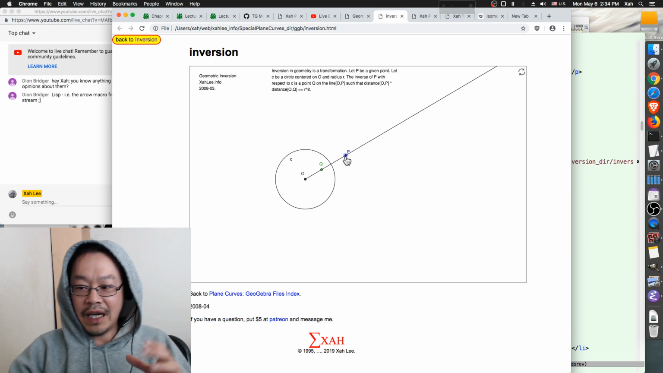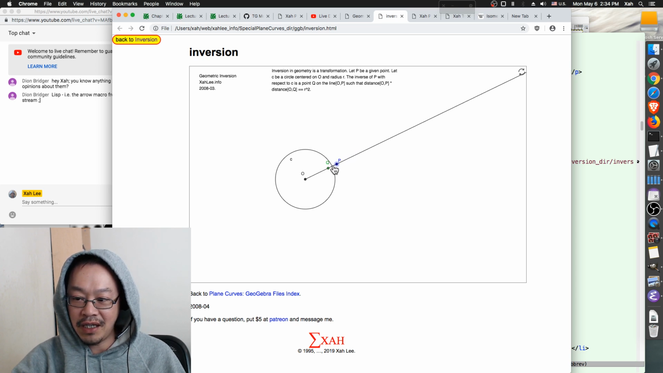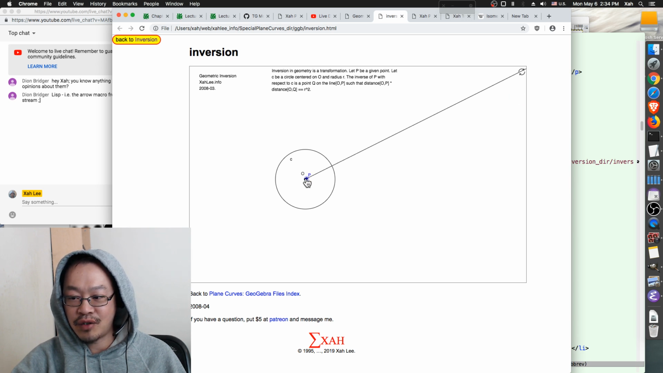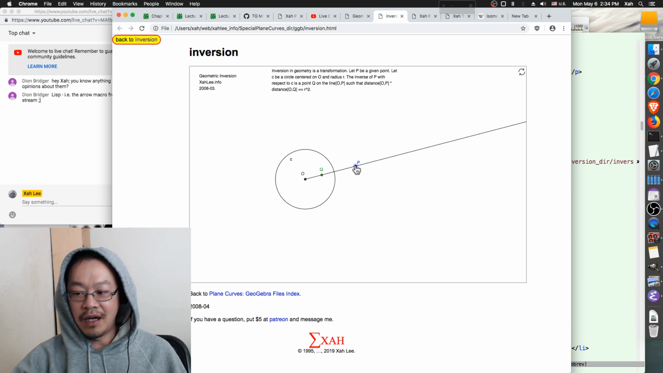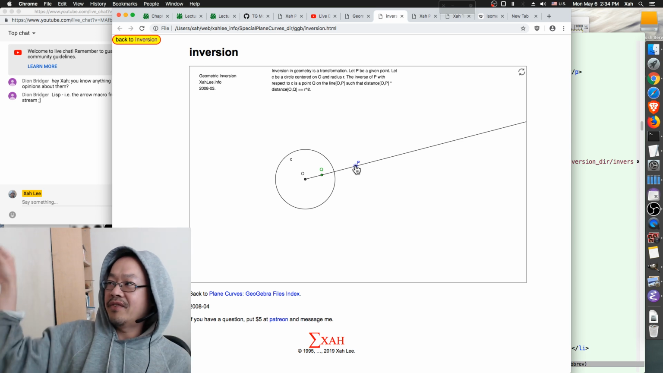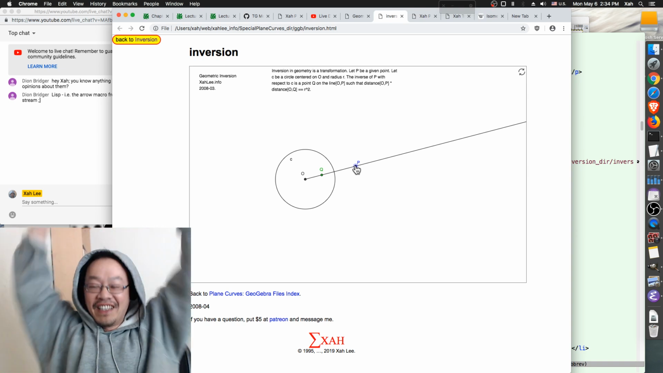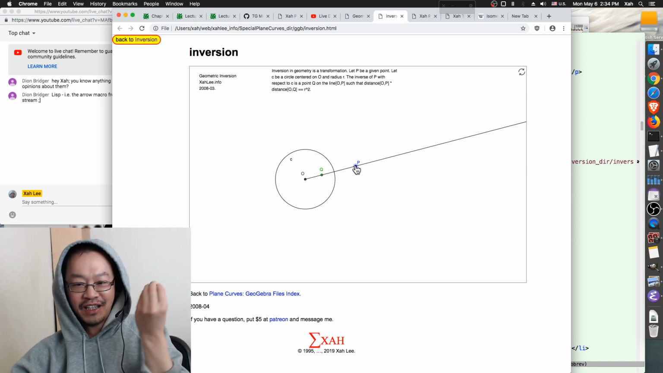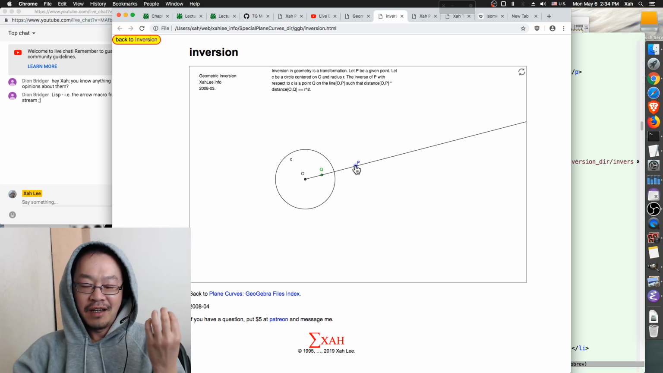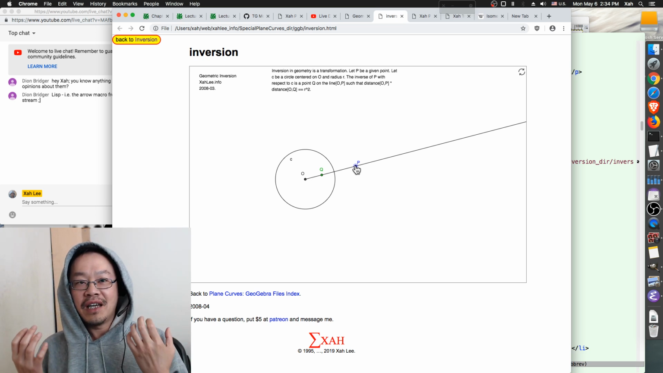And what if the point P is at the center of the circle? You can see that as P moves closer to the center, Q moves further away. So when P is actually at O, its inverse is, you can think of it, infinitely far away. It's like the infinity, everywhere. So here is where the concept of infinity happens.